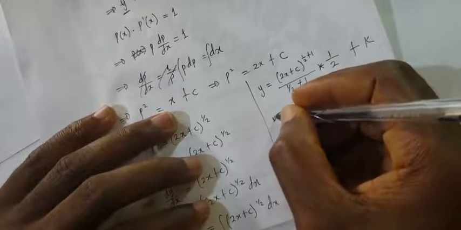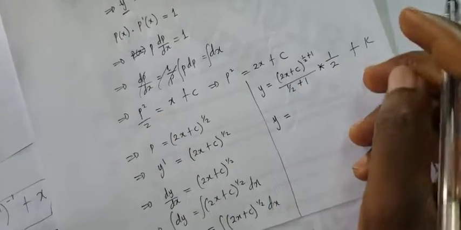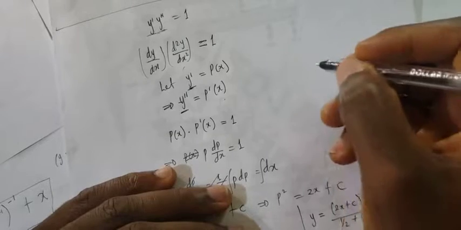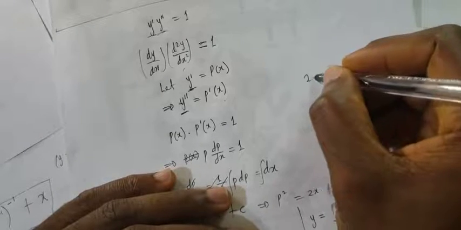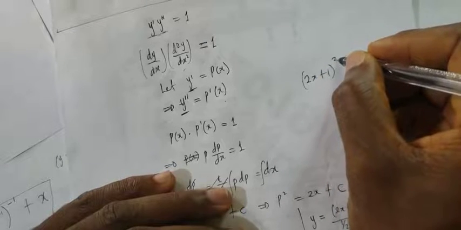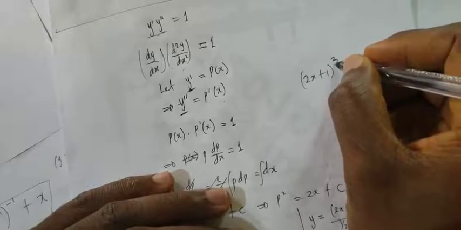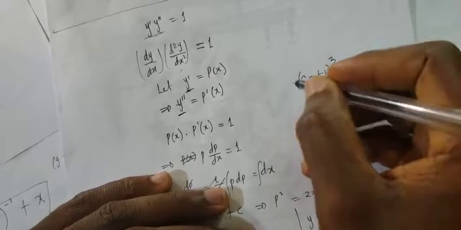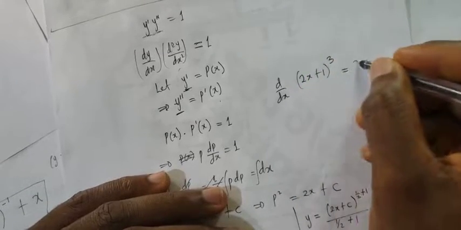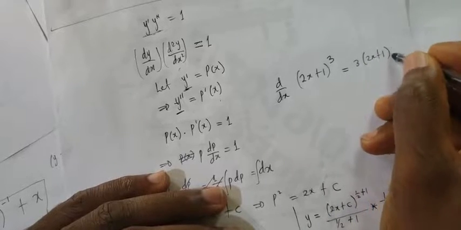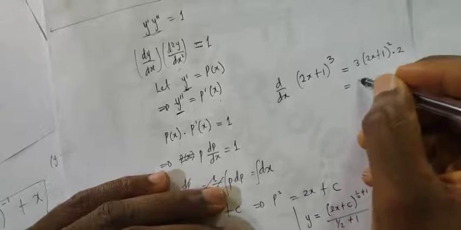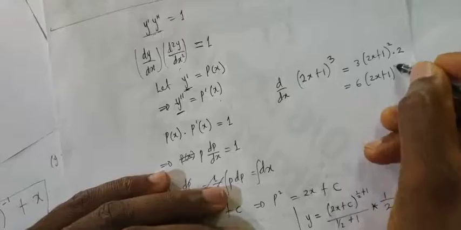So in this case, I hope you understand what I'm doing here. The idea here is that if I have a function of a function, let's say I want to differentiate 2x plus 1 raised to power 3. If I want to differentiate this with respect to x, I will differentiate with respect to the core, so I'll bring down the 3, then 2x plus 1 raised to power 2, then we'll multiply by the derivative of the core, which is 2. So at the end of the day, it will give us 6 times 2x plus 1 raised to power 2.